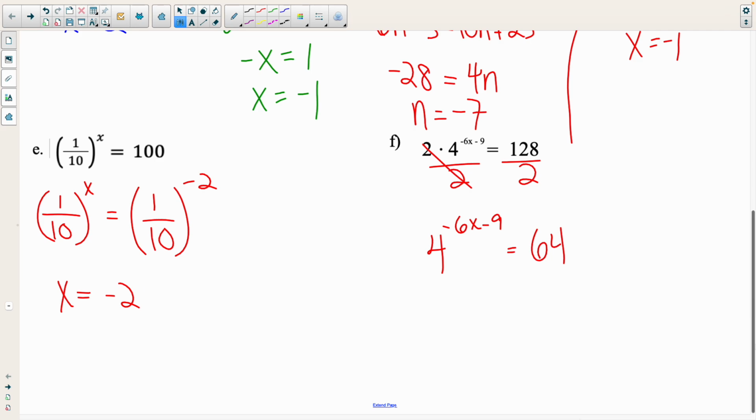So once I have that isolated, I can write them both as a power of 4, or the right side is a power of 4, I should say. 64 to what power is 4? 3. Good. Right, and now you can set those exponents equal.